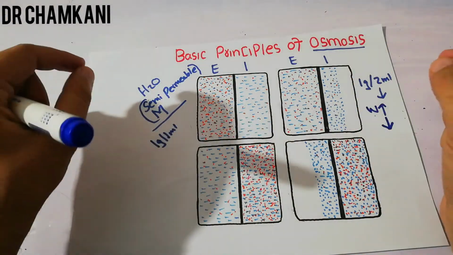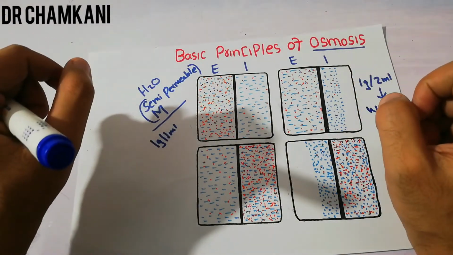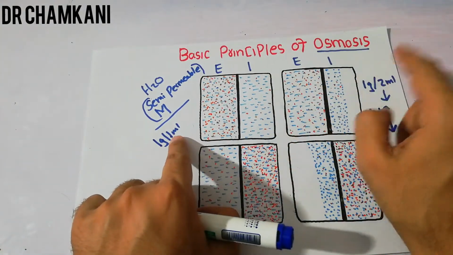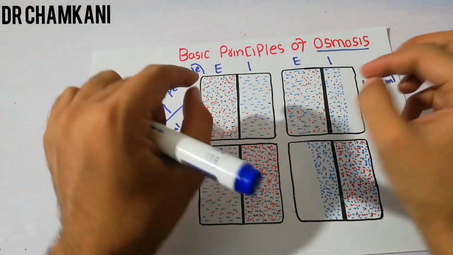Now less solute is present in the same amount of fluid. Previously, for example, 1 gram was present per 1 ml. Now 1 gram is present per 2 ml. So the concentration of solute has decreased.